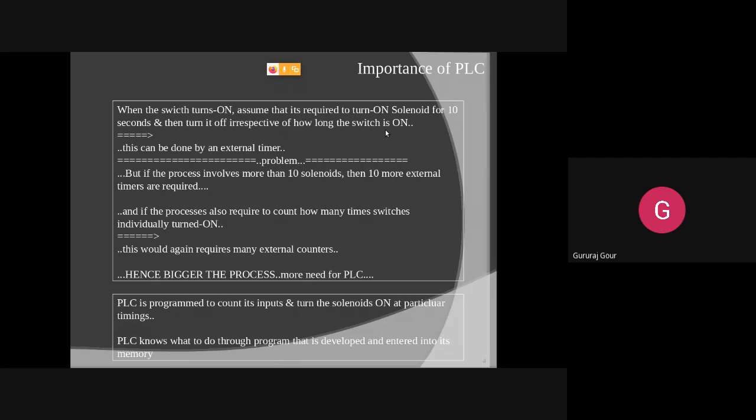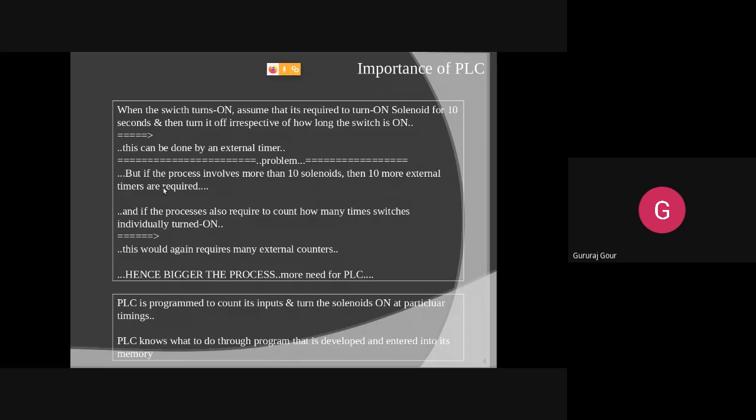After 10 seconds, I want my solenoid to turn off automatically. So this can be done by an external timer. We need to have some timer or a counter that will count for 10 seconds equivalently, and automatically it will send a signal to turn off, or it is going to turn off the solenoid directly.